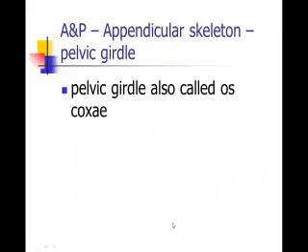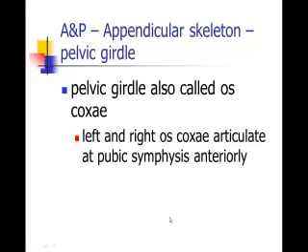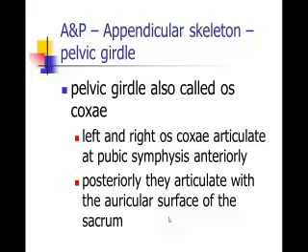Okay. So pelvic girdles, sometimes called the os coxa, which means bony hip. And they articulate anteriorly at the pubic symphysis. That would be the two pubic bones would articulate there. And posteriorly, they articulate with the auricular or articular surface of the sacrum. Sometimes it's called a sacroiliac articulation.